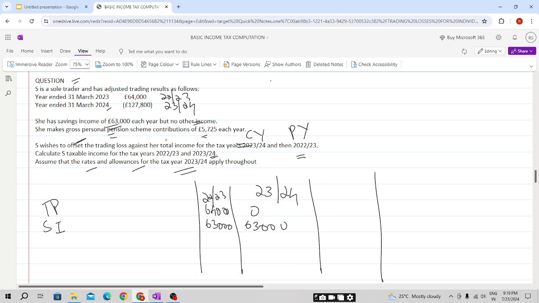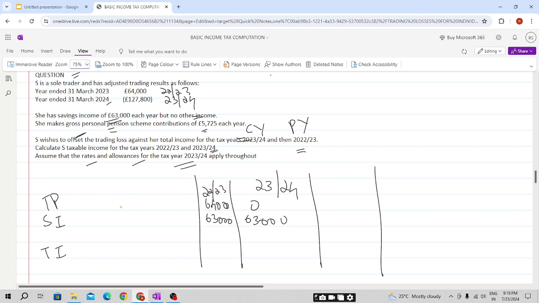Then students, any other income? No other income. So it will be total income. Now students, now we need to add 63,000 pounds. Here 64 plus 63, 127.